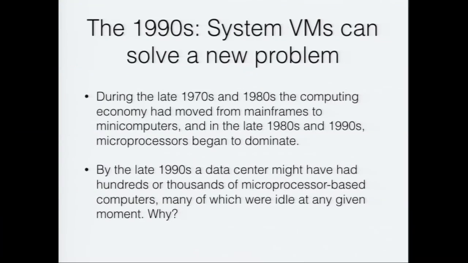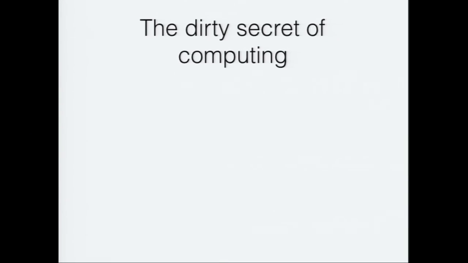But meanwhile, in the micro world, in the 90s, things changed in that micros had proliferated, they were in everybody's computer at that point, other than the handful of mainframes that were out there. And suddenly you had data centers full of these boxes running applications, most of which were idle. Why were they idle? Well, because of the dirty secret of computing. What's the dirty secret of computing?